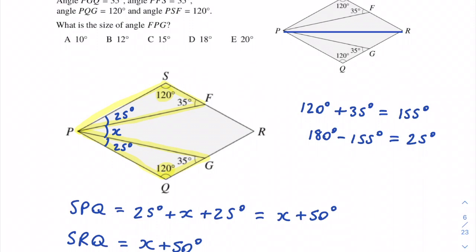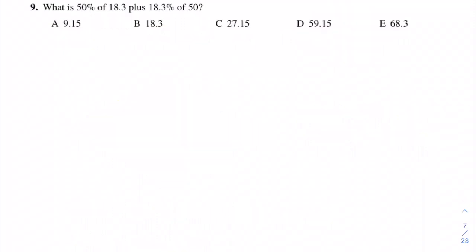And that is answer A. Question 9. What is 50% of 18.3 plus 18.3% of 50? So remember, of just means times, and obviously plus is addition.